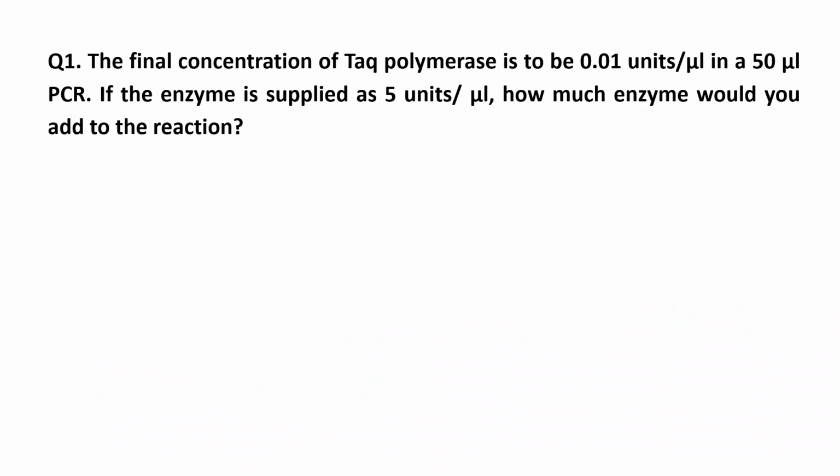The final concentration of Taq polymerase is to be 0.01 units per microliter in a 50 microliter PCR. If the enzyme is supplied as 5 units per microliter, how much enzyme would you add to the reaction? So solve it and put the answers in the chat box. After 5 minutes, we will discuss the answer and how people have solved it.